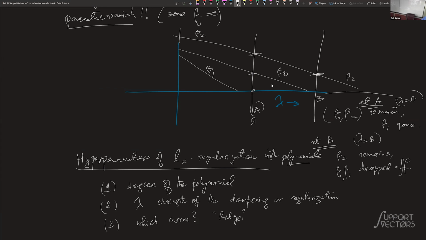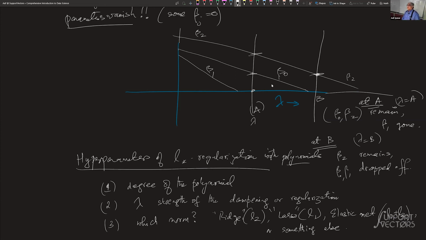Ridge, L2. Lasso, L1. Or you could mix the two: elastic net. You can add both the terms, both of the constraint terms you can add, or something else.